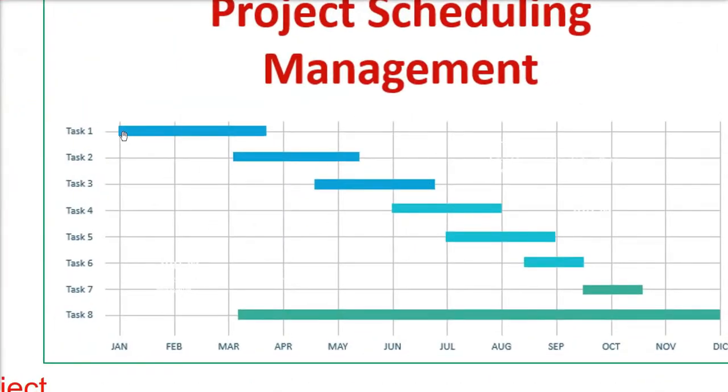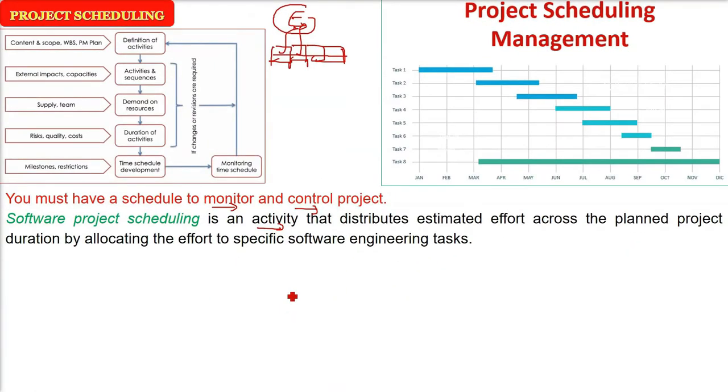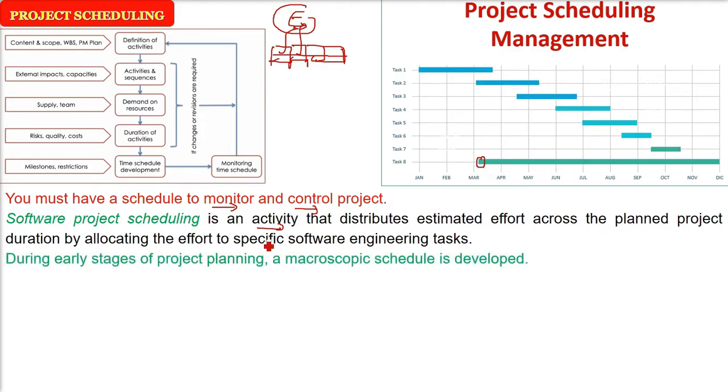I'll just give you a hint here. See, this is a task starting in January, ending in mid-March. This is the scheduling you have to do, and this is to be done for every task which you have finalized, depending upon the project. For example, this eighth task is going till the end, but it is starting just in the beginning of March.